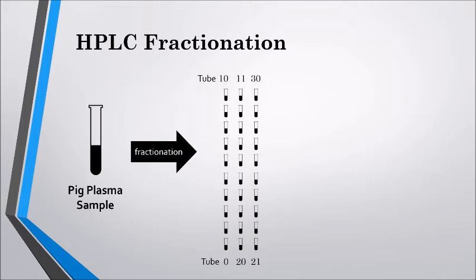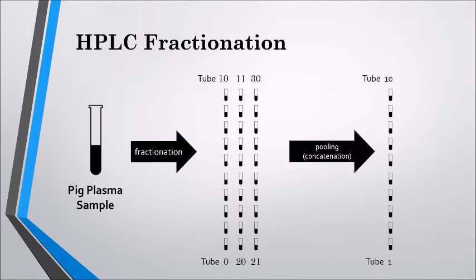After which, we perform pooling via the concatenation method, where tubes 1, 11 and 21 will be put together, tubes 2, 12 and 22 will be put together, and so on. This was done such that a total of 10 tubes remain. This reduces the total number of tubes that will be analyzed through tandem mass spectrometry, or MSMS for short.